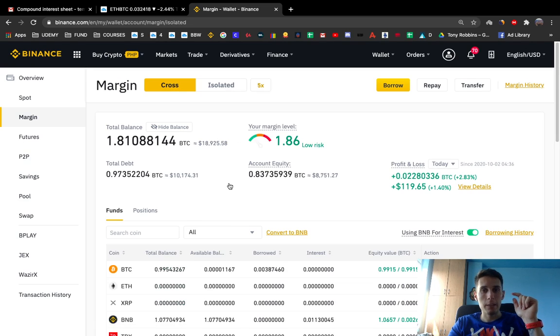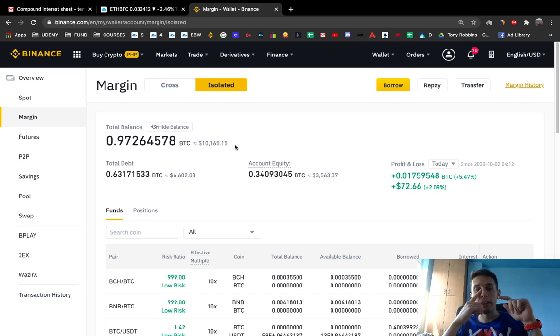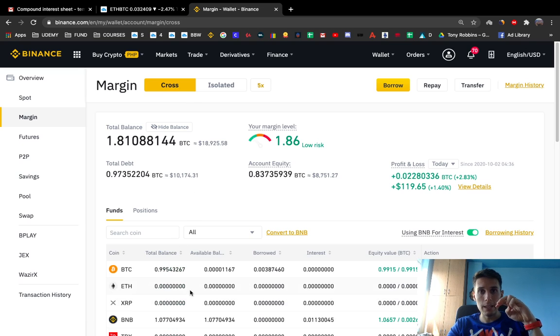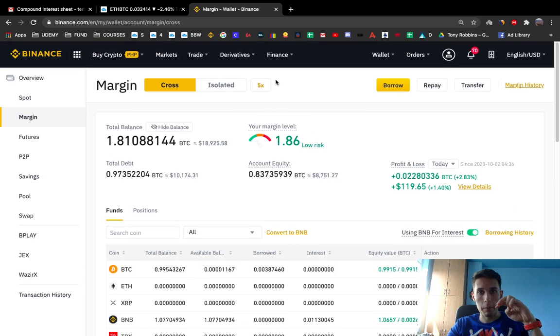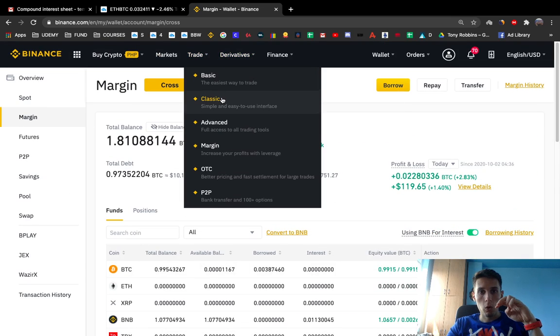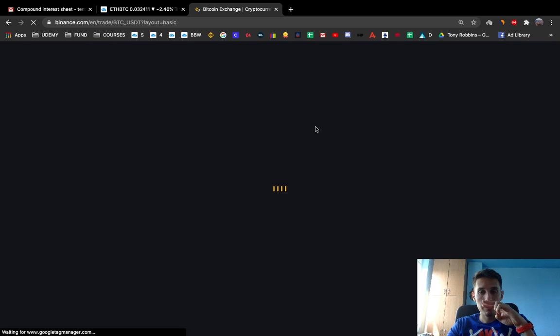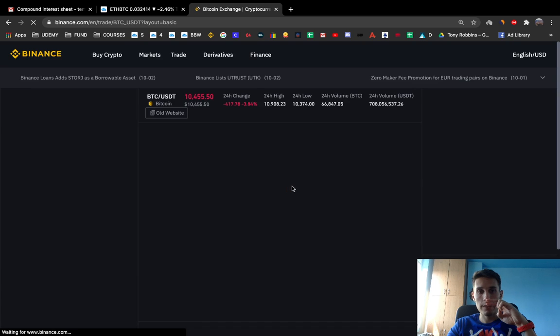But for the isolated margin, guys, if you have USDT, you cannot trade against Bitcoin, right? So basically, in the cross margin, you can hold USDT and still borrow Bitcoin or borrow any other coin and short it against Bitcoin. Let me show you what I mean by this. So when you go here in the classic, basically you saw that I have BTC, right?